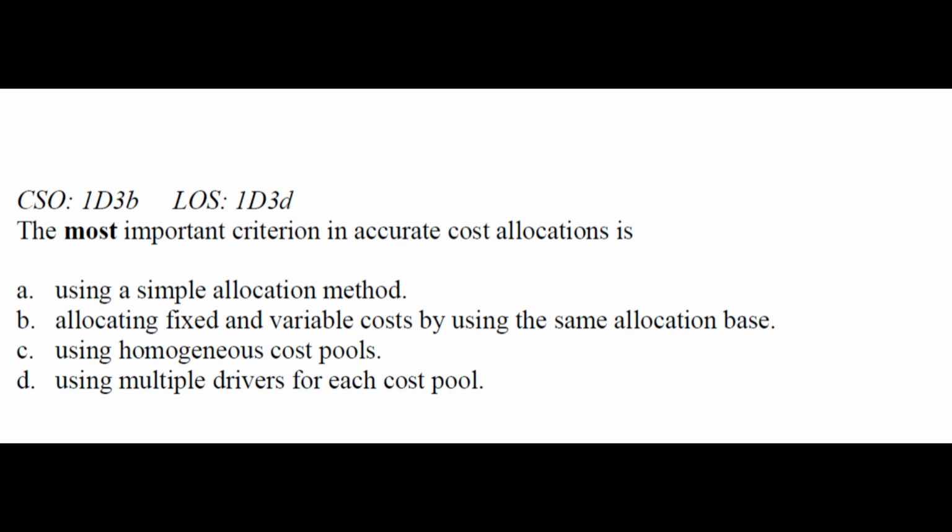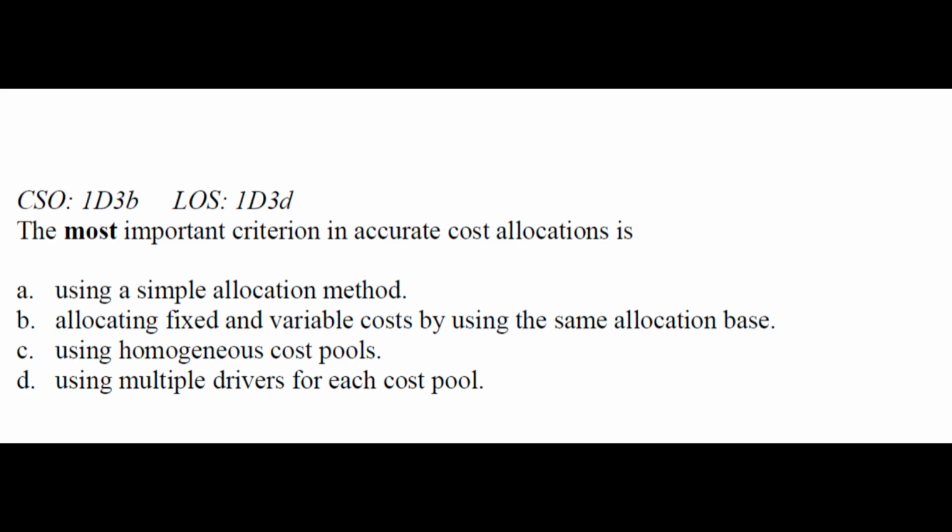To improve accuracy, two main techniques are important: creating homogeneous cost pools, costs with similar behavior grouped together, and using appropriate cost drivers that reflect actual consumption of resources. The question asks for the most important criterion in achieving accurate cost allocations. A. Using a simple allocation method. Incorrect. Simplicity may improve ease of use, but it often reduces accuracy. Accurate costing systems may be more complex.